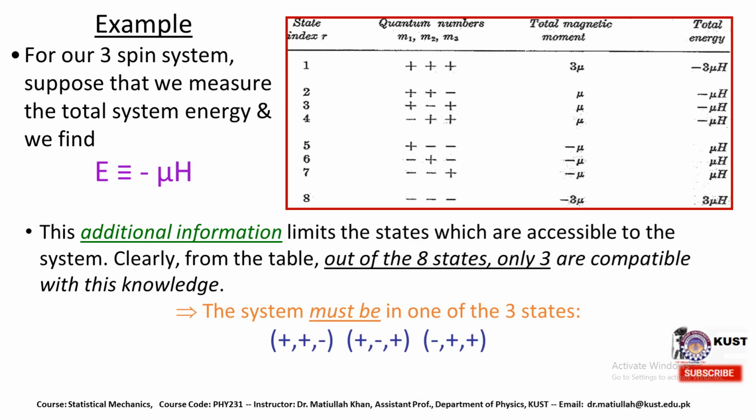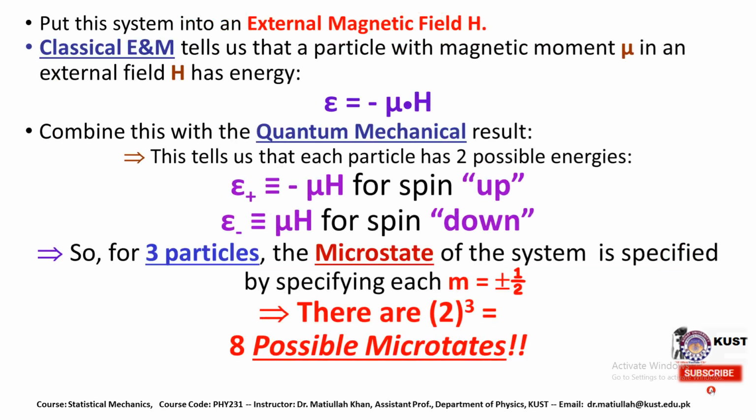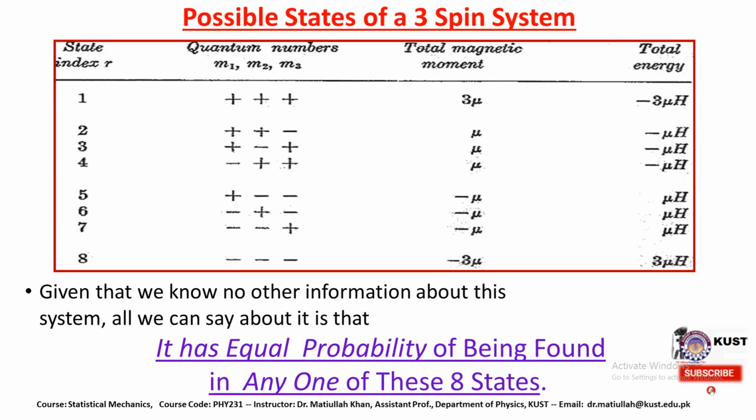This problem is further extended toward two other problems. The basic thing we conclude is that if we have 8 possible states for this particular configuration, we can also calculate this by a simple equation, 2 to the power n, where n is the number of particles involved in that system. In this system we have 3 particles, so 2 to the power 3 is equal to 8. So 8 is the number of possible microstates for this configuration.